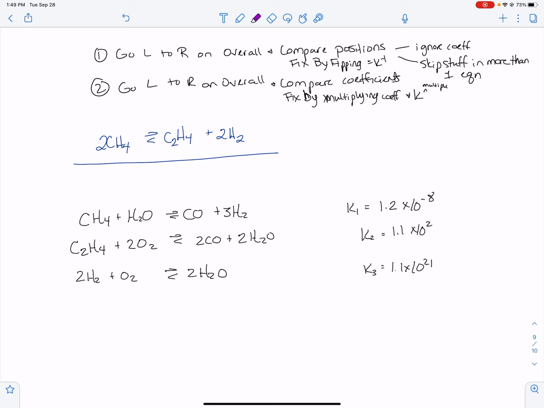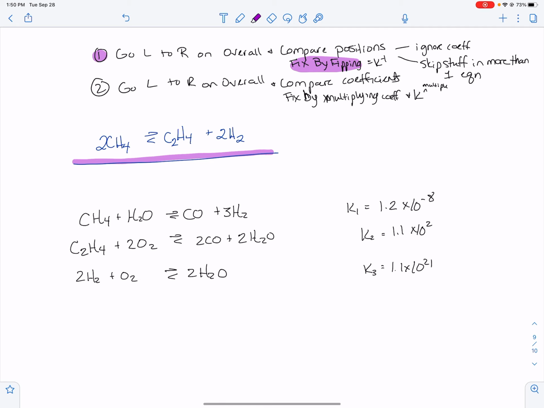So the methodology I usually tell people is go left and right on the overall. So this one on top is the overall, and it's usually separated from the other reaction. So go left to right on the overall. And what you're just doing is comparing positions. So if something isn't in the right location, you're going to fix it by flipping the entire reaction.